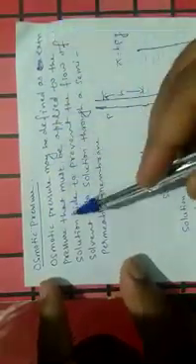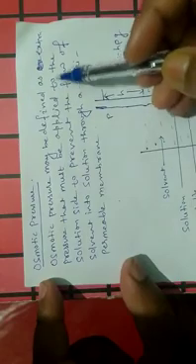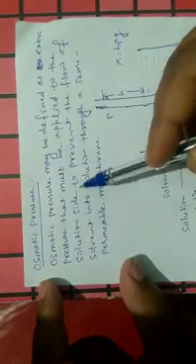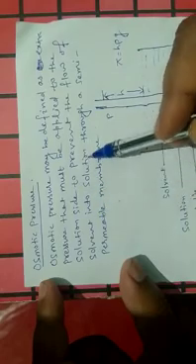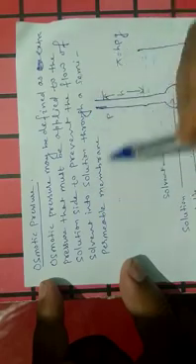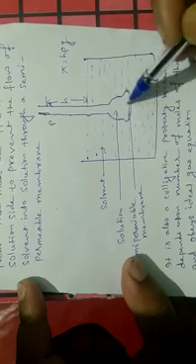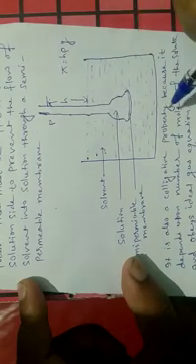Osmotic pressure. Osmotic pressure may be defined as extra pressure that must be applied to the solution side to prevent the flow of solvent into solution through a semi-permeable membrane. Now here is the diagram to understand about the osmotic pressure. From here the pressure is applied. Why? To prevent the solvent from entering the solution side.